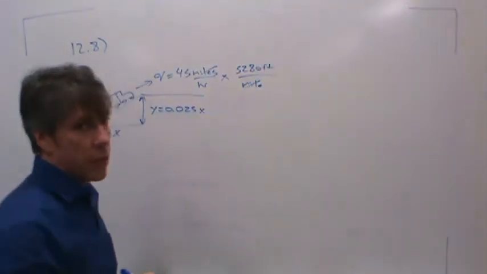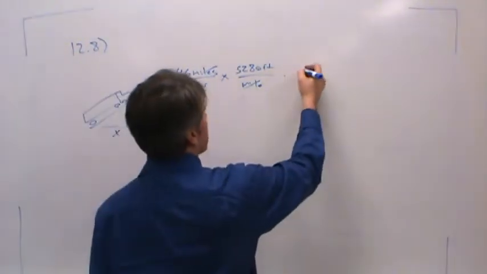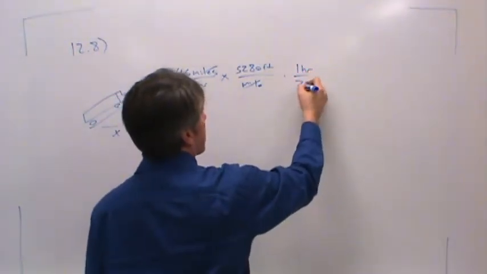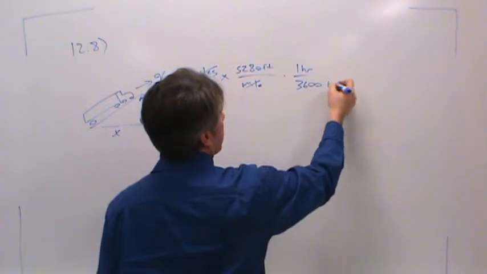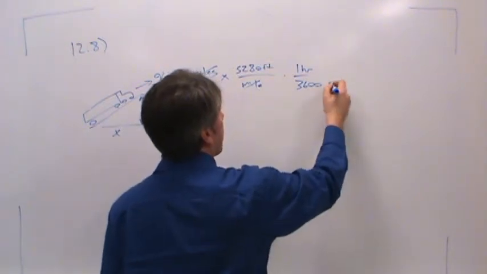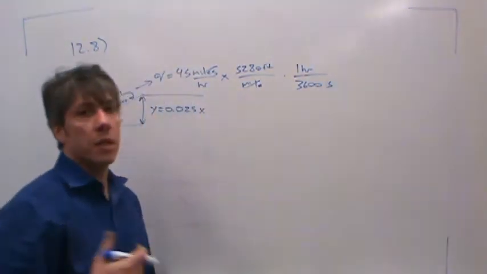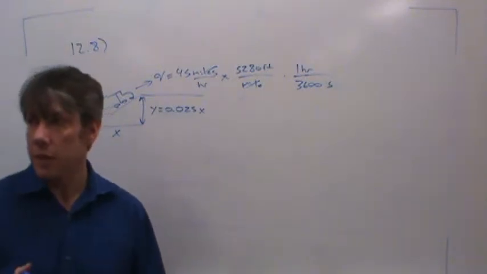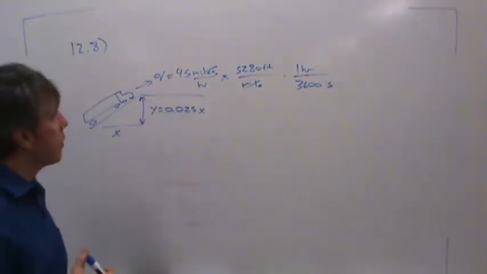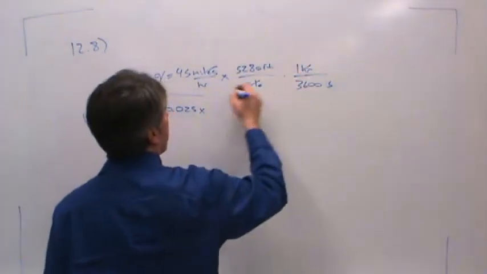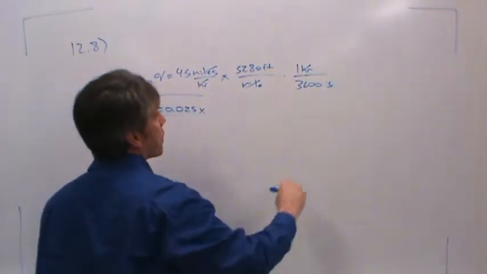How about seconds in an hour? 3,600, that's right. 1 hour is 3,600 seconds. Be careful. I've had very good students before try to put 1 hour as 60 seconds because they just didn't stop and think about the simple stuff. Okay, so be careful about that. Anyway, so hours go away. We'll have feet per second.